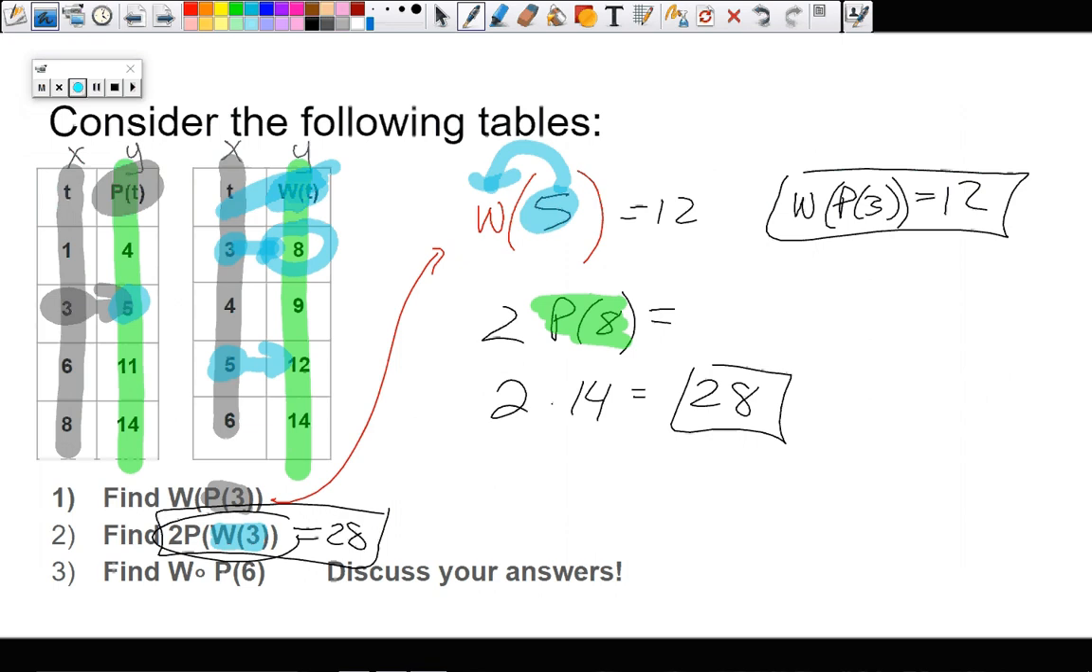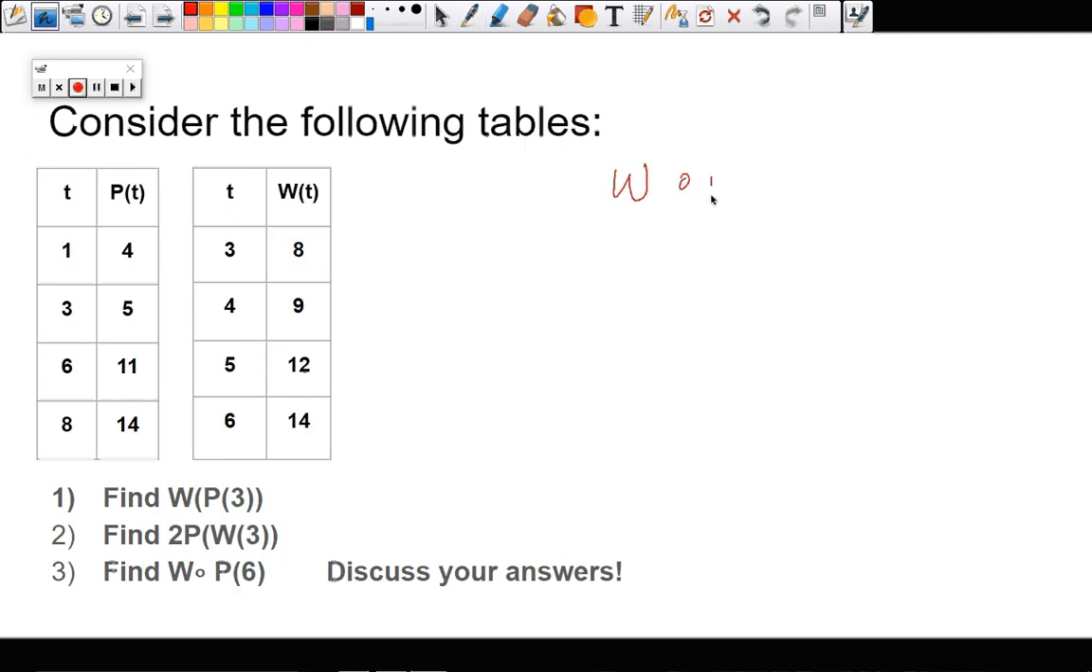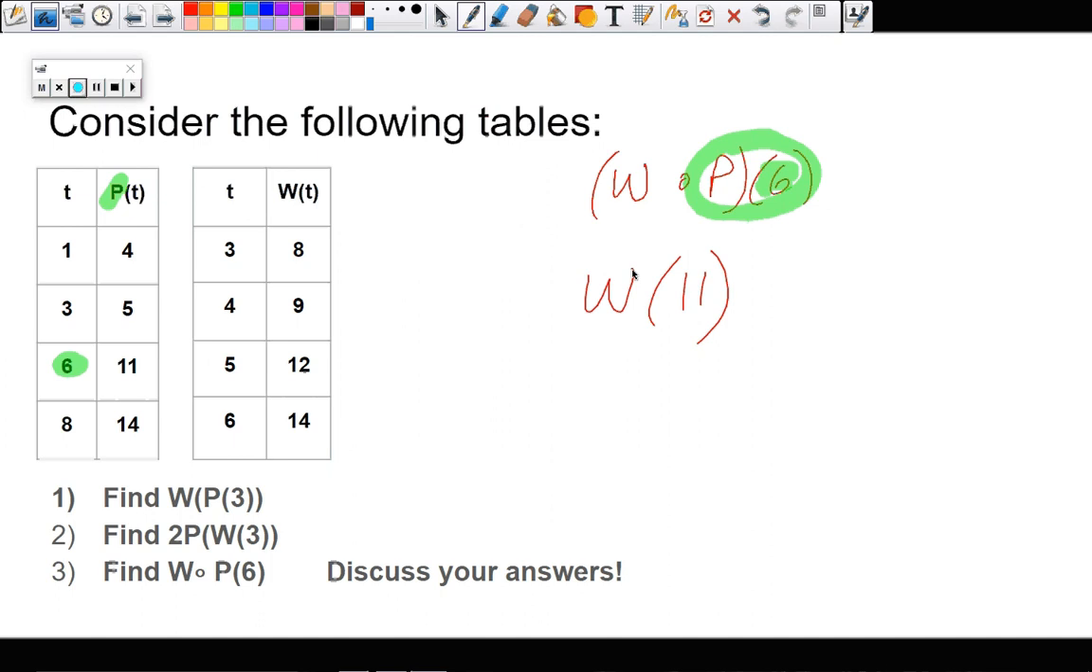Our very last question on this video is w of p of 6. Okay? So w of p of 6. Where do I plug that into? The x value for which function? p. Remember, the one closest to it. So here's p. Let's find the input is 6. And what would I get? 11. And that is what we're going to plug into w.